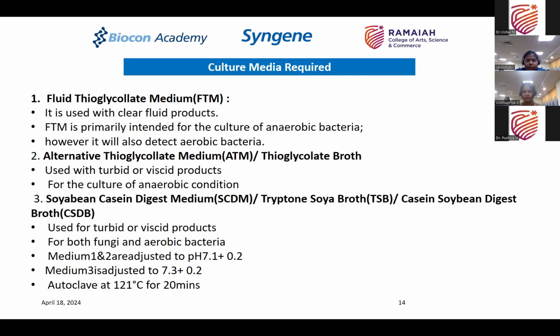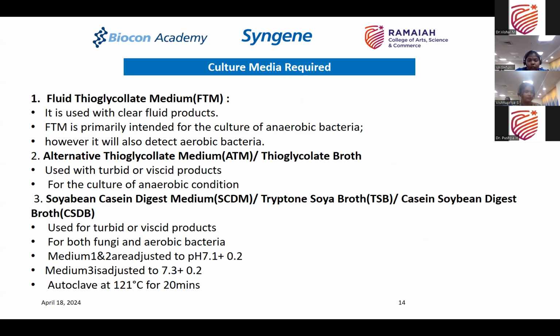There is alternative thioglycolate media, which is basically for anaerobic conditions, that is for anaerobic microorganisms. Soybean casein digest media is used for culturing both fungi and aerobic bacteria. So here, the pH adjustment is very much important.